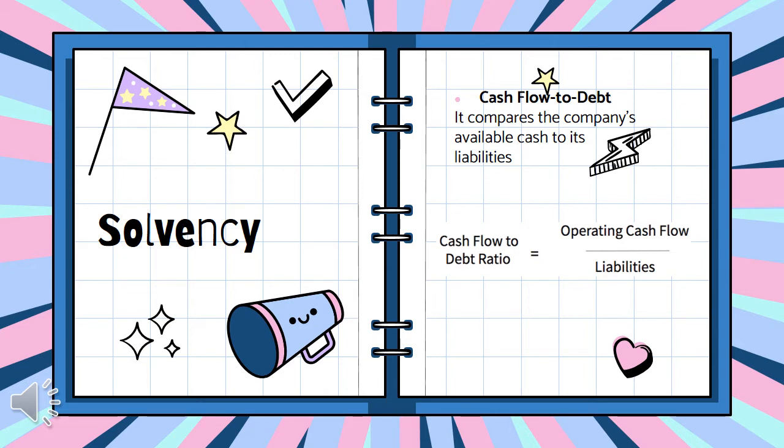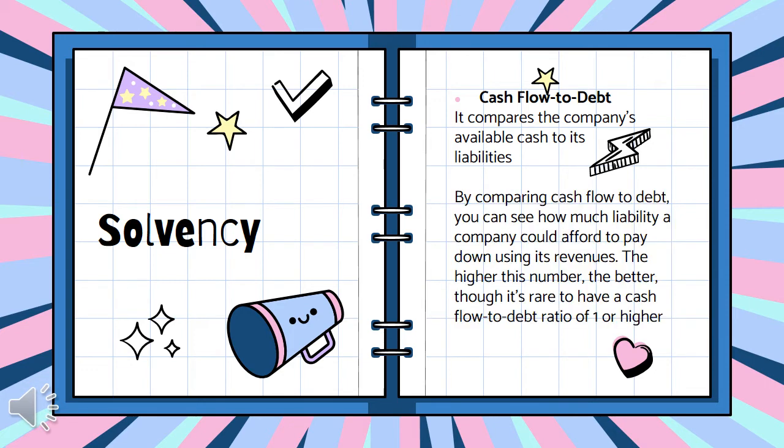Another is the cash flow to debt ratio. In order to get this, we have operating cash flow divided by liabilities. The solvency ratios above look at how a company's debt compares to its other potential sources of capital. The cash flow to debt ratio takes a slightly different perspective. It compares the company's available cash to its liabilities. Since it's easier to spend cash than it is to liquidate property, the cash flow to debt ratio is a powerful way to measure a company's financial health.